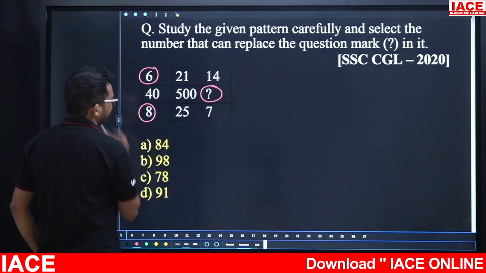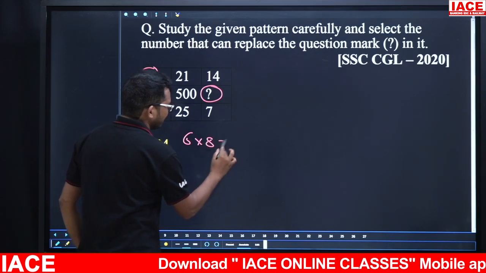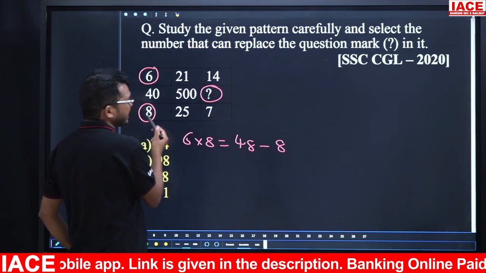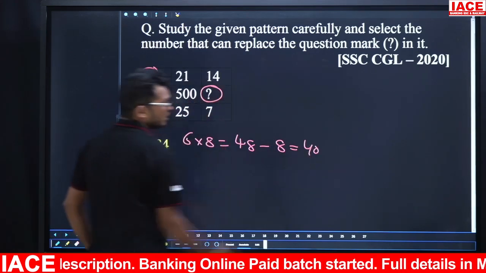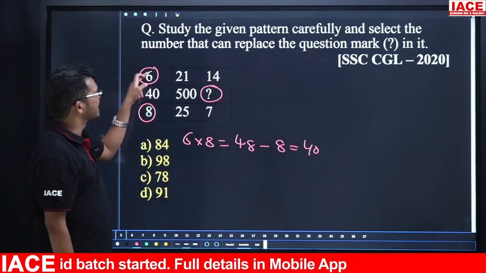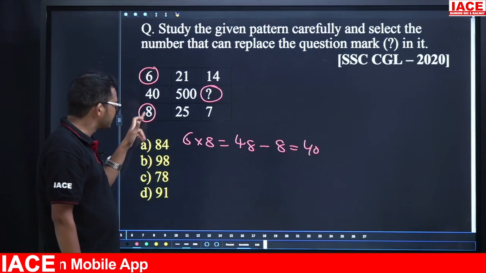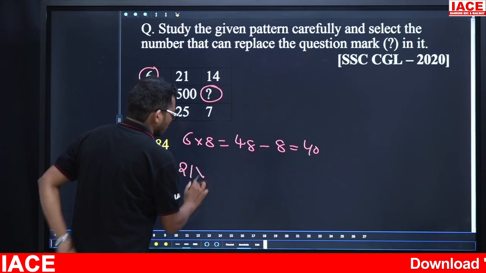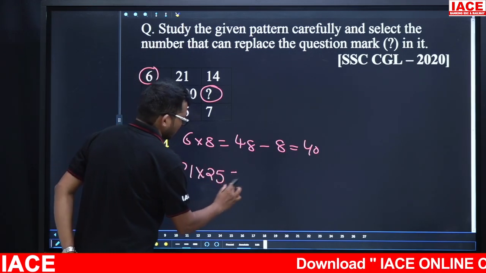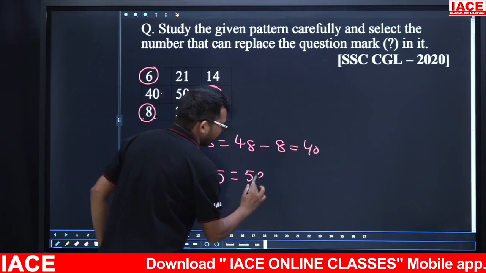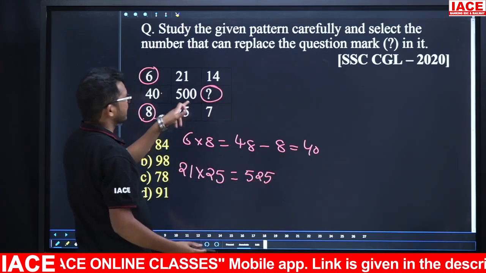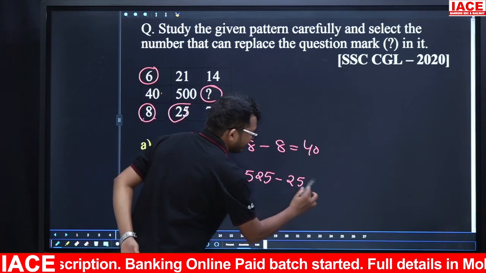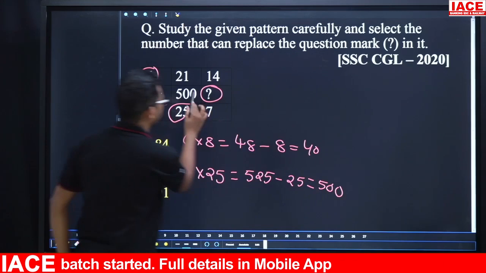Suppose we take the first element, which is 6, and the last element, which is 8. Now 6 into 8 is 48. Next, minus the last element: 48 minus 8 is 40. So the logic is first number multiplied with last number, minus last number, equals the middle number. In the same manner, 21 into 25 is 525. 525 minus the last number, 25, is 500. Yes, the middle number.